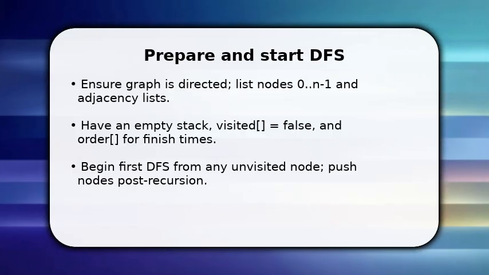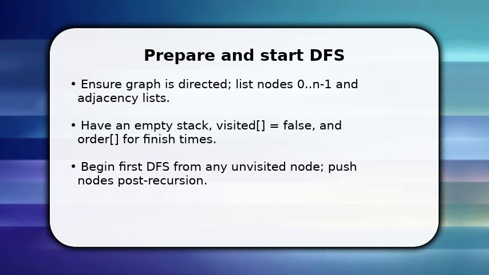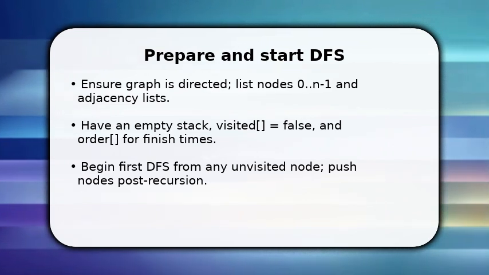You begin immediately by treating the graph as directed. Make sure adjacency lists and node indices are ready. Start a depth-first search from an unvisited node, marking visited as you go. When recursion returns from a node, push it onto a stack to record finish order. This captures the relative exit times that Kosaraju needs.